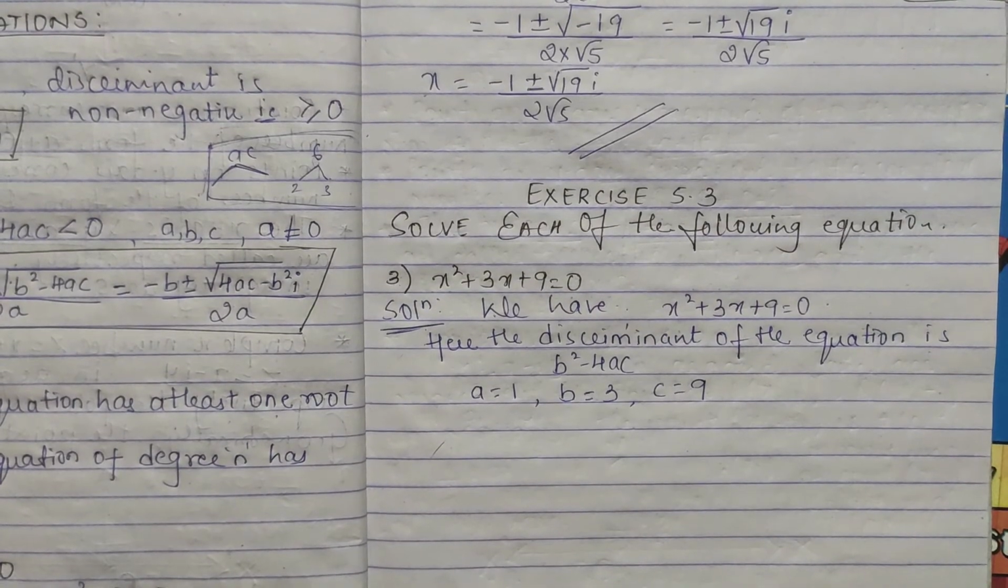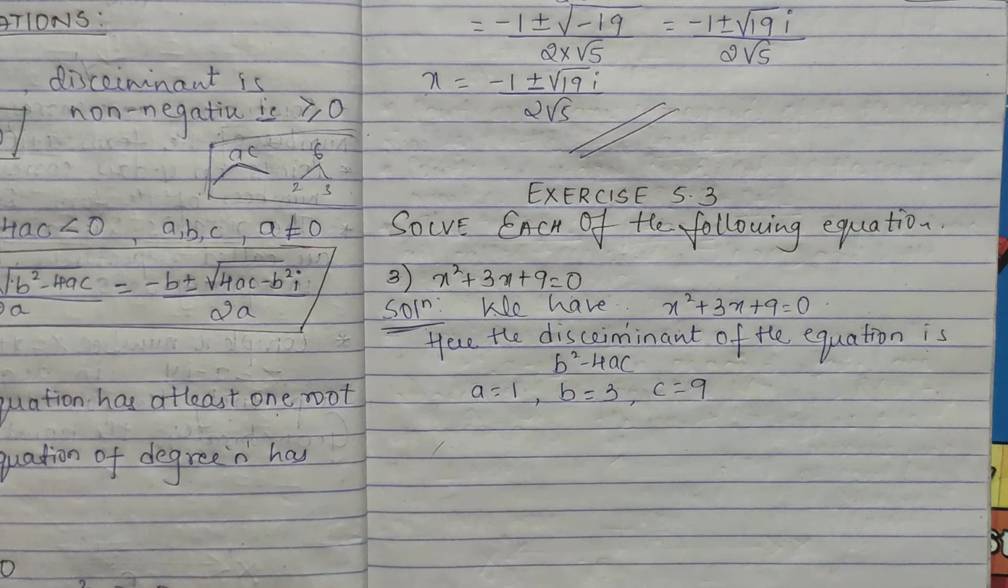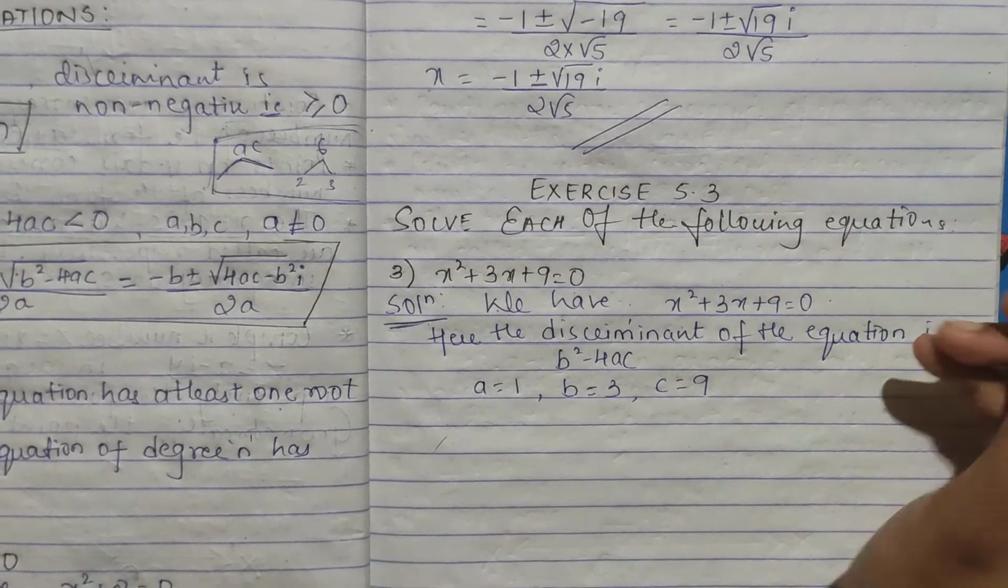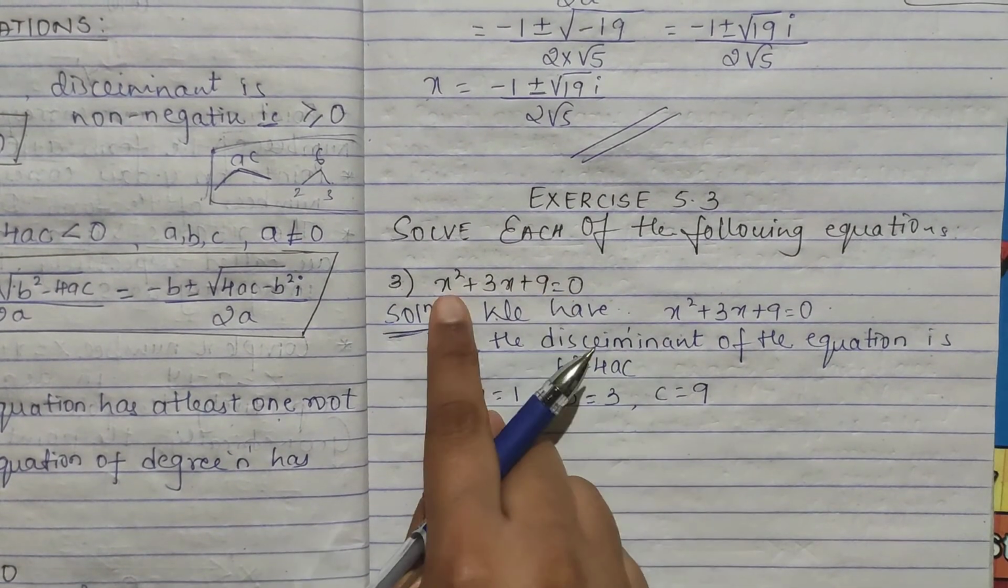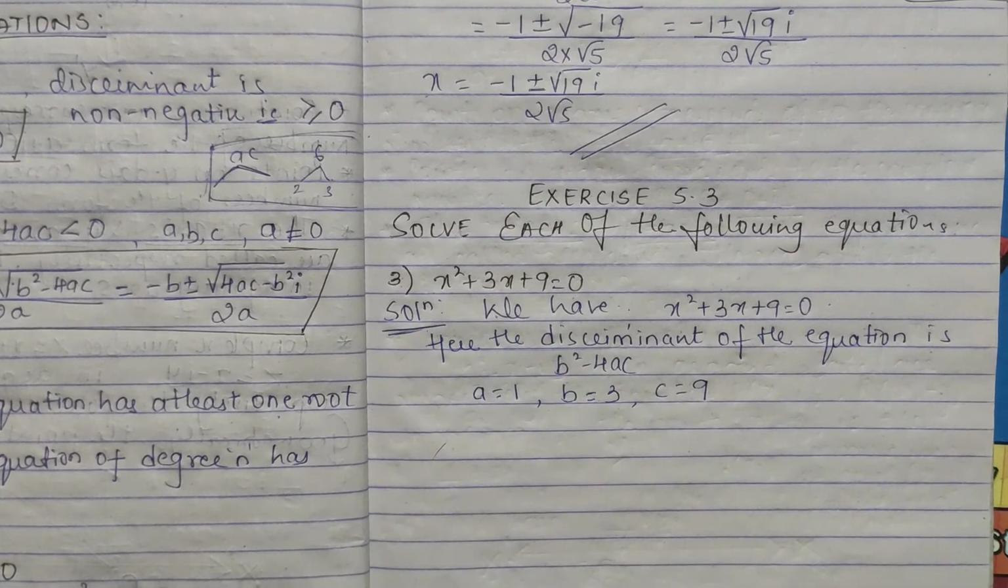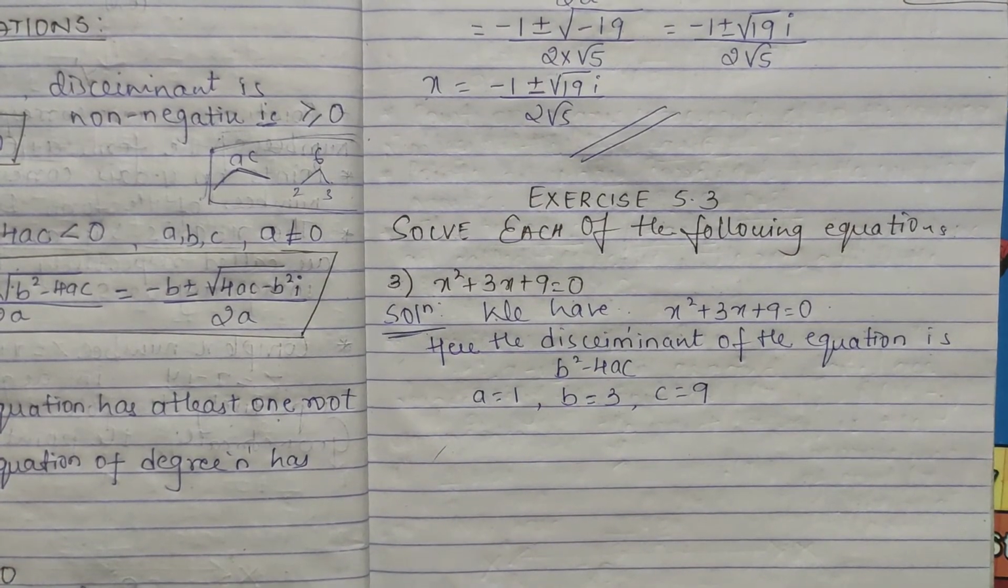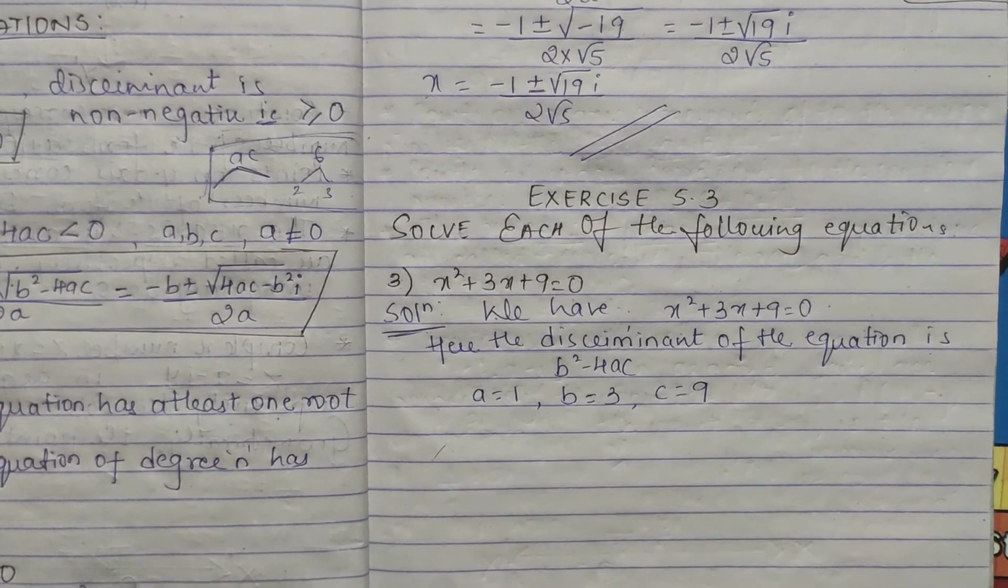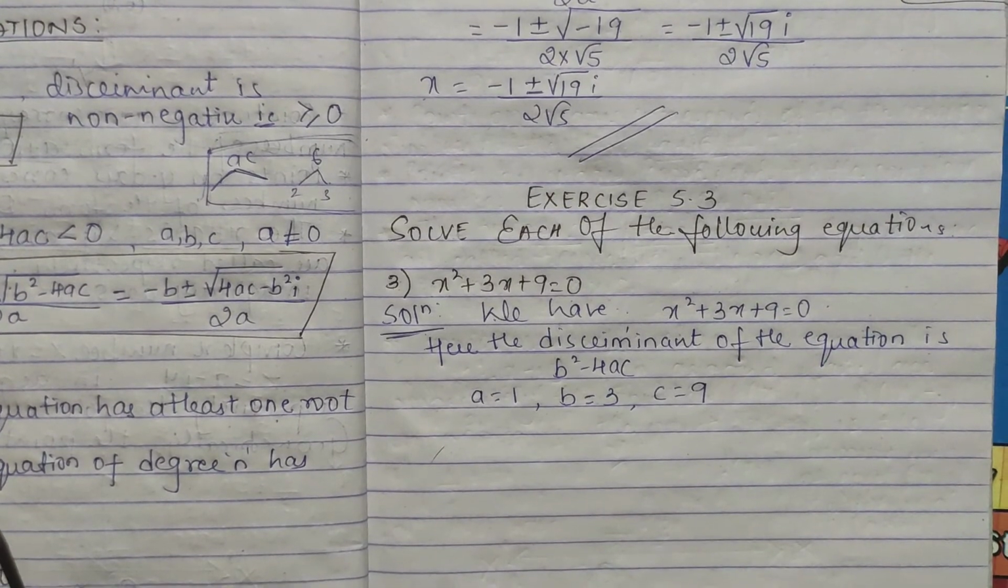Exercise 5.3. Solve each of the following equations. I have taken question 3, that is x squared plus 3x plus 9. So how do we do it? Just now, in an example, I have shown you, we have to check our discriminant, right?